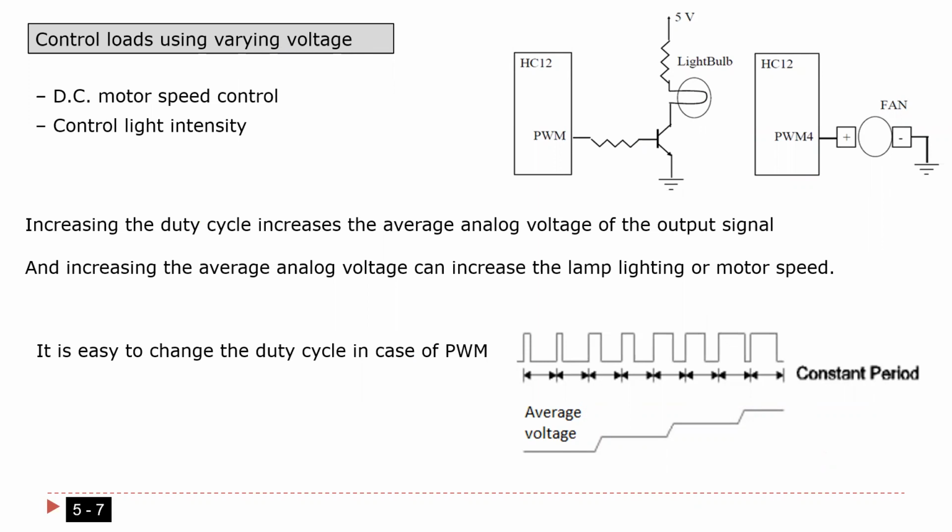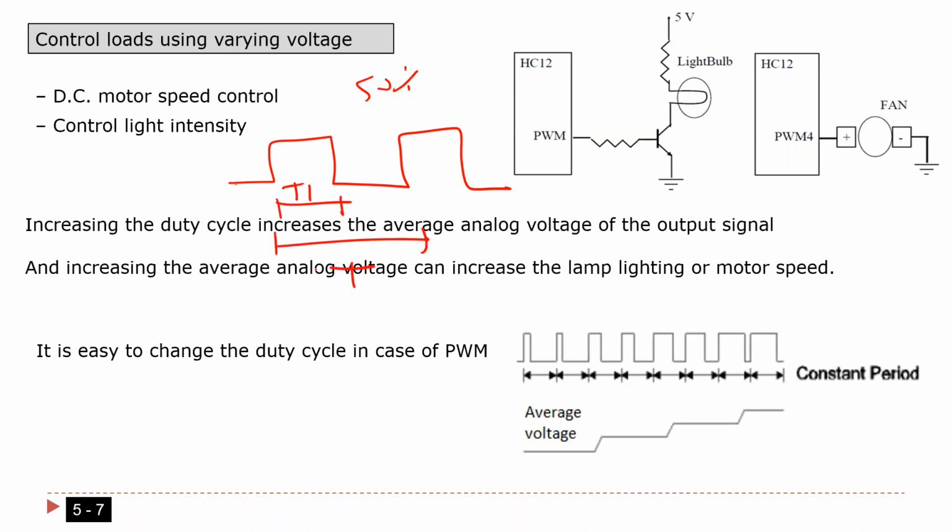As you see here in this picture, if I have, for example, 50% duty cycle, do you know what duty cycle is? Duty cycle is this time T1 divided by the total time T. So in case of 50%, that means this time is equal to this time. These two times are equal. So in case of 50% duty cycle, and this one is 5 volt, the average voltage here is going to be 5 volt divided by 2. You understand what I'm saying? This is the average voltage.